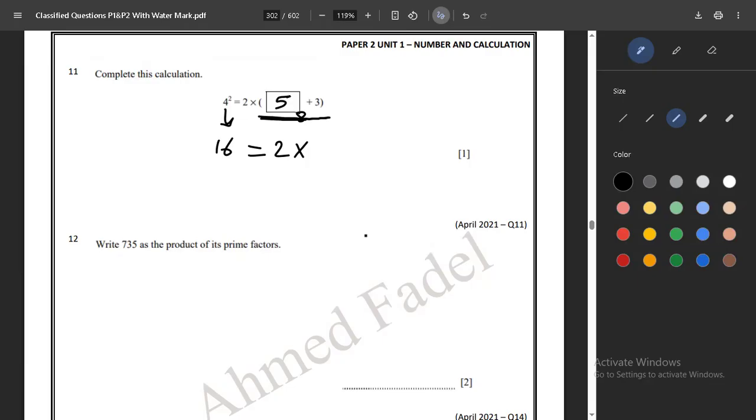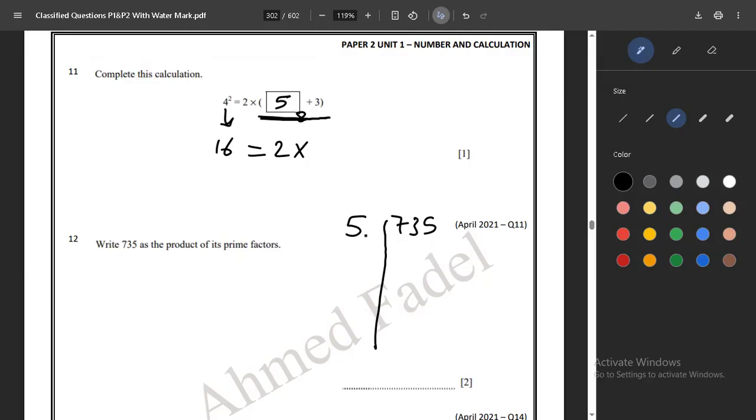735 as the product of its prime factors. It's good that we got here also prime factorization again, to follow the same method. 735, we're going to write over here. Divide by a prime number. So divide by 5. Here, dividing it by 5, it's a prime number.